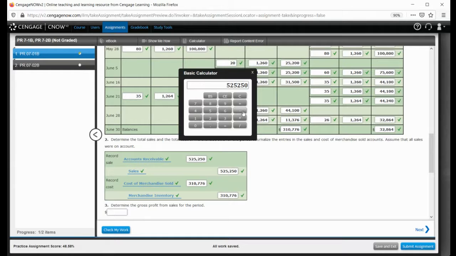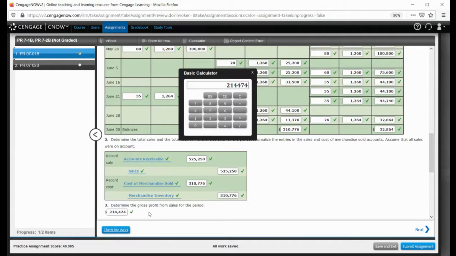So I'm just going to subtract from it my cost of merchandise sold of 310,776, and the remaining amount is what I'm calling my gross profit. That was your profit before we have deducted any operating expenses for this company. We learned how to calculate gross profit in the last chapter.